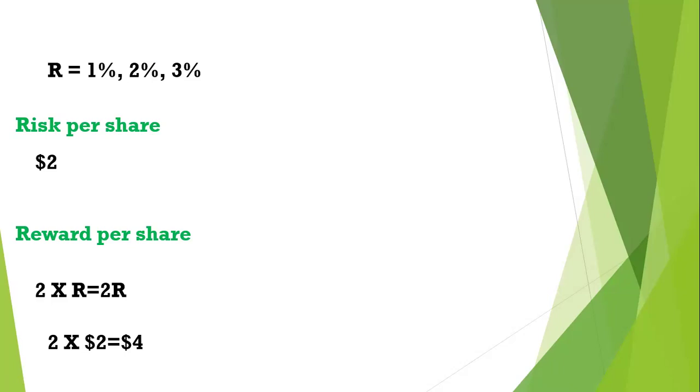So here you will be willing to lose $2 to gain $4. This 2 comes as the R. It's the risk that you're willing to lose per share. So that risk times 2, you get $4.